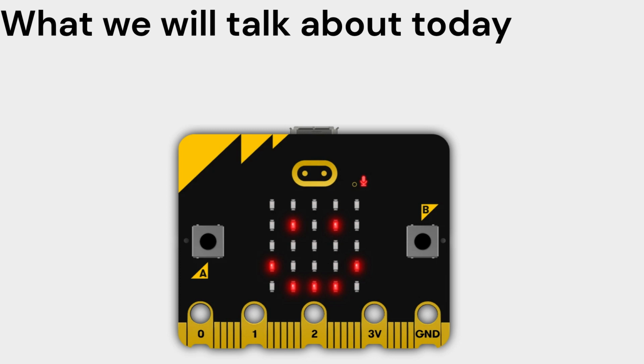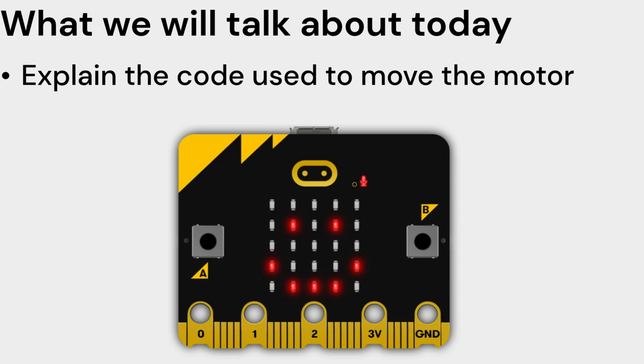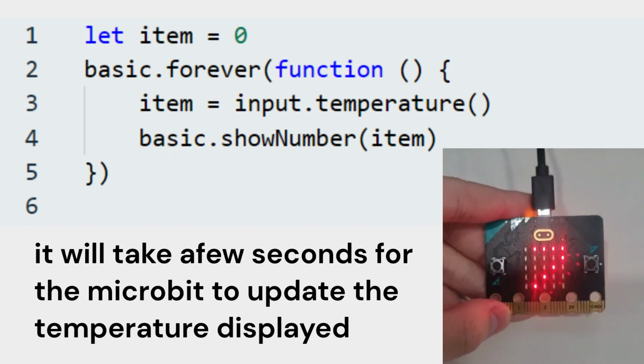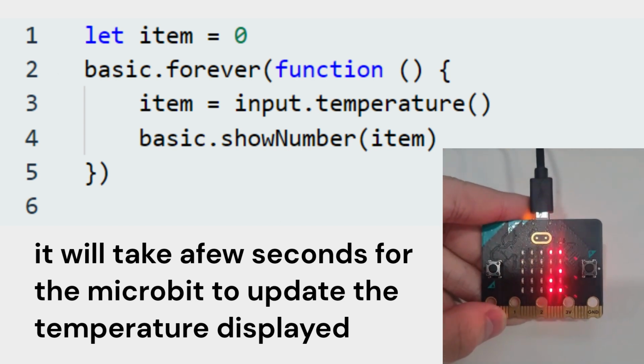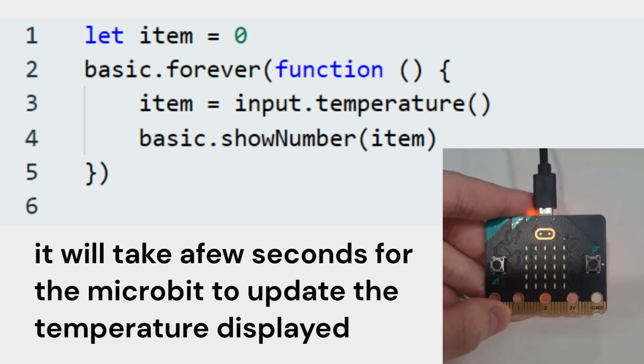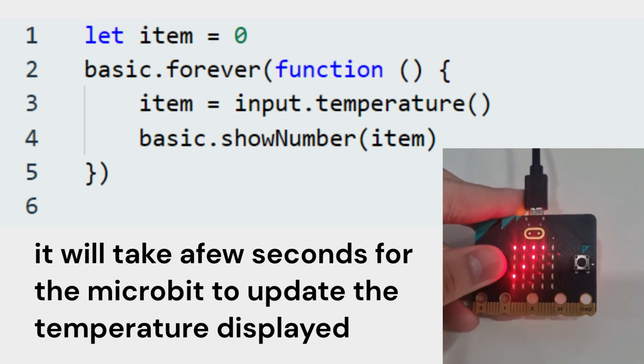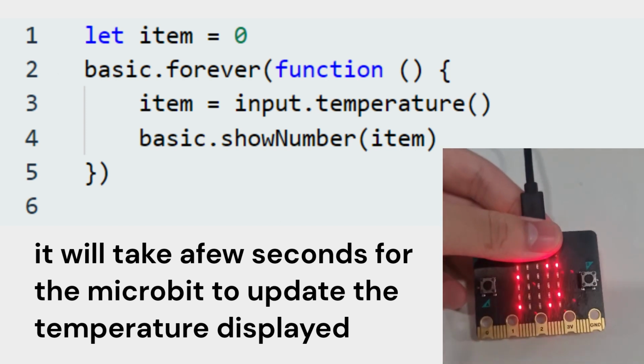Hello, and welcome. Today I will explain the code used to collect and display temperature data on the Microbit V2 single. The code is written in JavaScript. It continuously reads and displays the temperature from a temperature sensor, such as the built-in temperature sensor on the Microbit. Let's break down the code step by step.